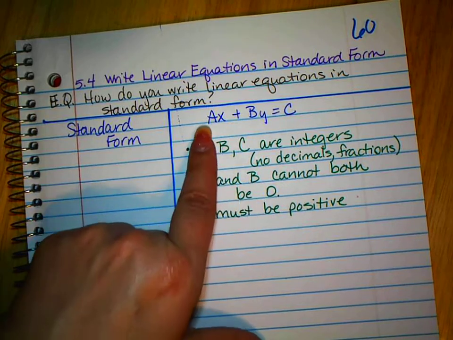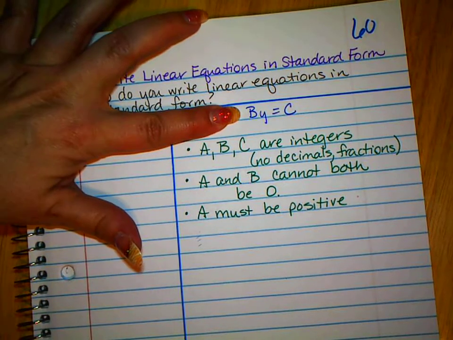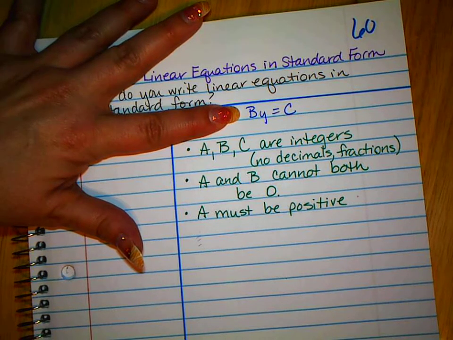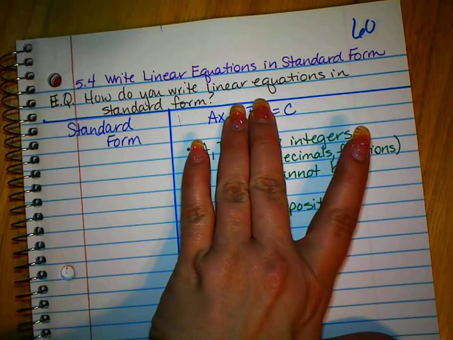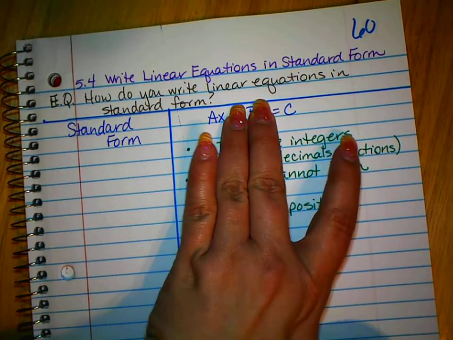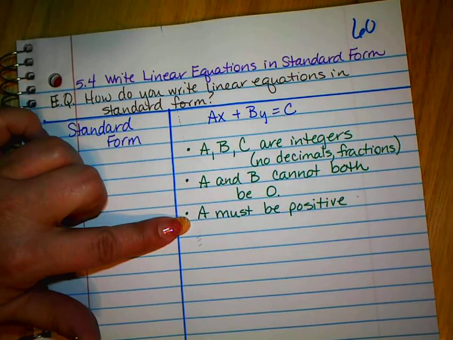A and b can't both be 0. One of them could be. And if you have one of them equal to 0, which means it kind of falls out, then you have one of the two special lines, either the horizontal line, by equals c, or the vertical line, ax equals c. And a must be positive.